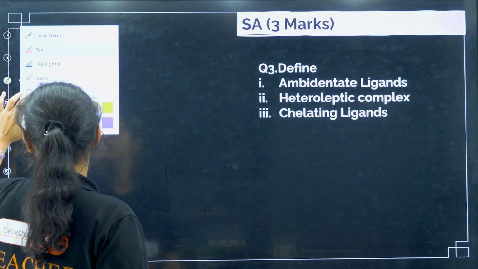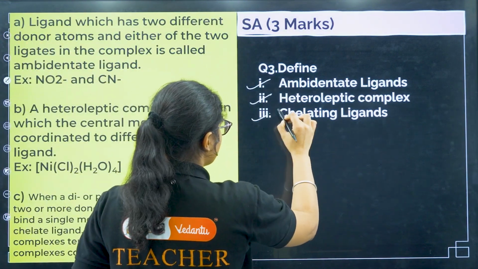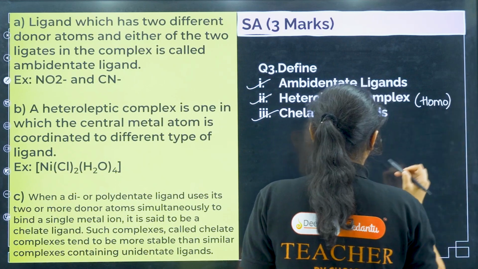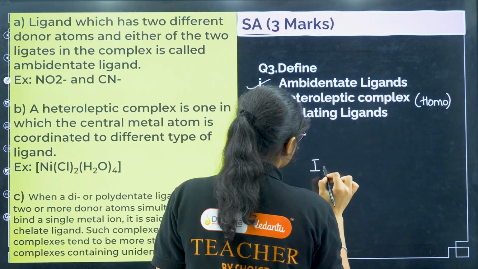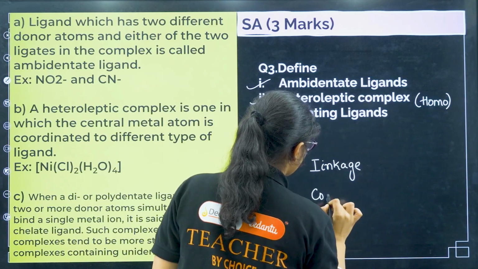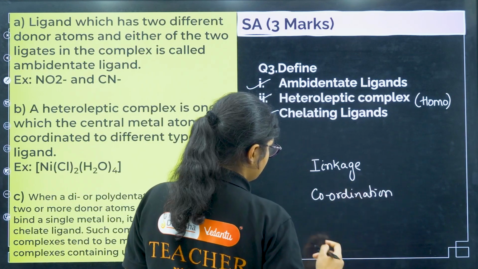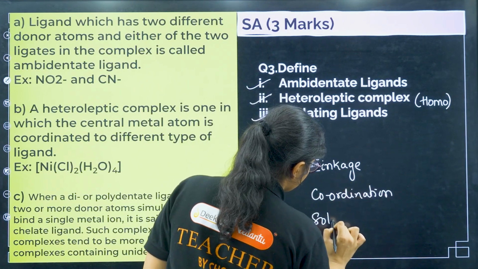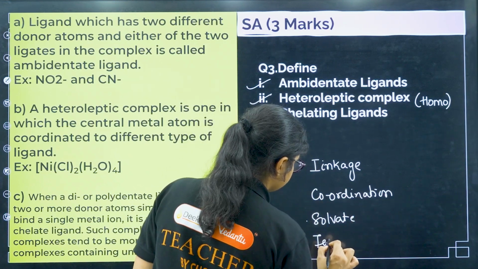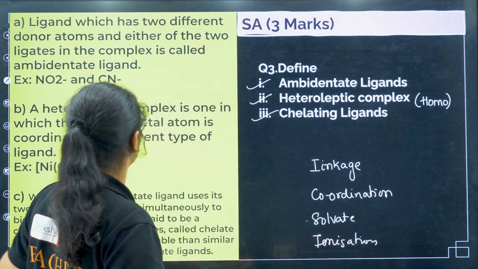Next we have the definition. So ambidentate ligand, the definition and example, heteroleptic and chelating ligands. Apart from that, you should also prepare homoleptic and the four types of isomerism, that is your linkage isomerism, example and definition, coordination isomerism, example and definition, then you have solvate or hydrate isomerism, and then one more is there, right, ionization. So these four also, just read the definition and the examples quickly.